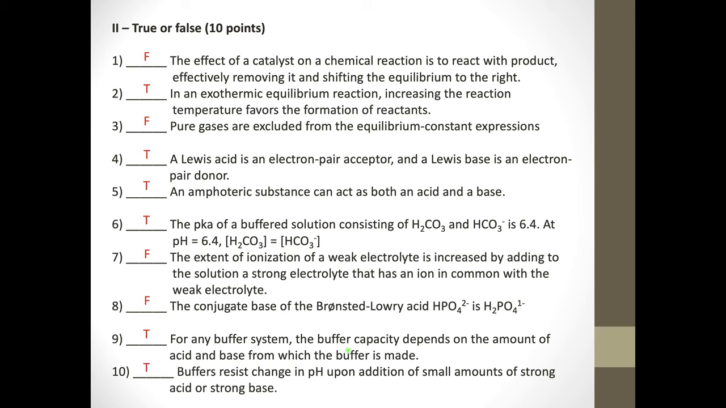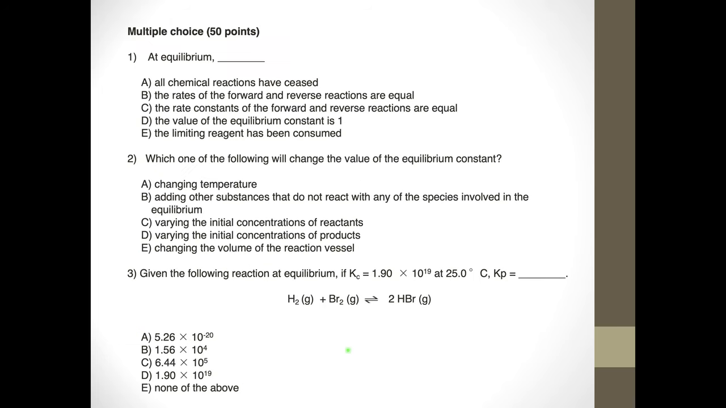Now let's move to the third part, which was multiple choice. The first one says, at equilibrium, all chemical reactions have ceased. The rates of the forward and reverse reactions are equal. So that's basically the definition of equilibrium, when the rates of the forward and reverse reactions are the same.